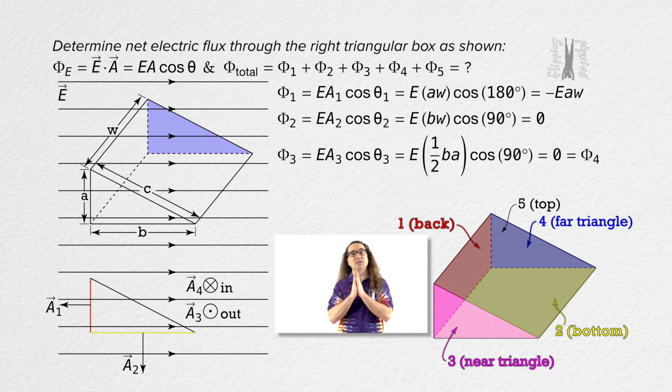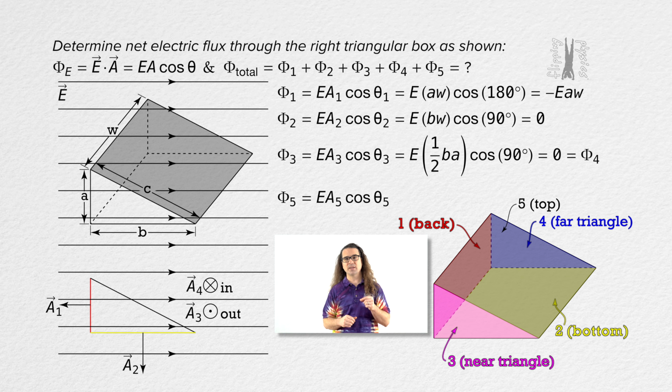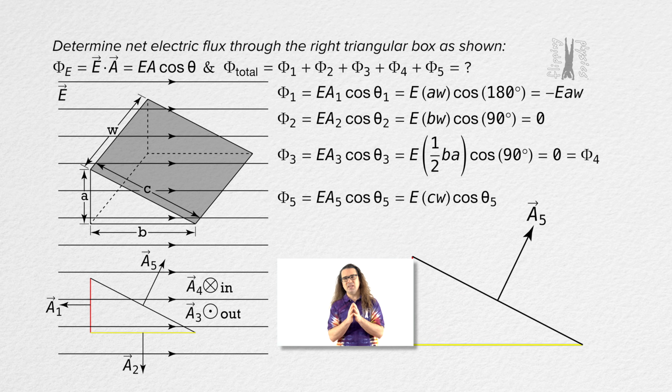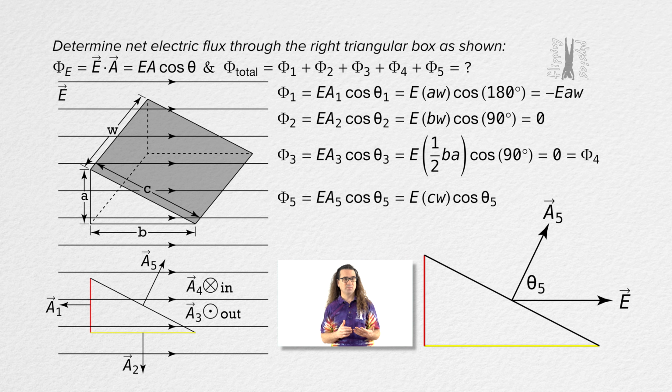Thank you, Bobby. Now, the electric flux through area 5, the top surface of the right triangular box, requires one more illustration to understand. Area 5 is a rectangle, which has an area of length C times length W. The angle between area vector 5 and the electric field takes a bit of geometry to understand. You can see angle 5 in the illustration. By definition, the direction of area vector 5 and the hypotenuse of the triangle form a right angle.